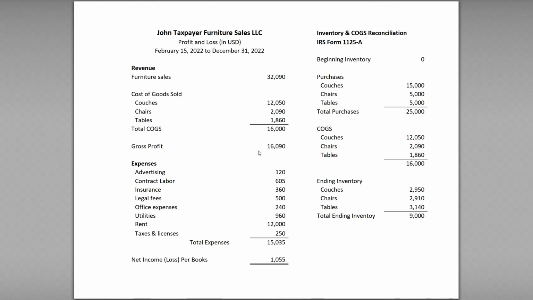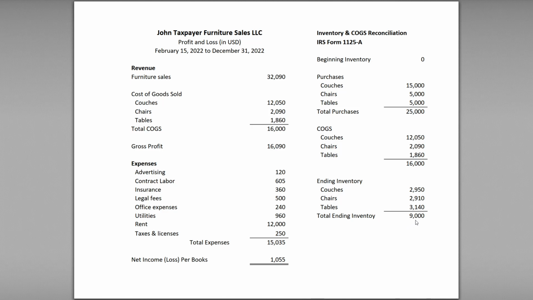Now we need to figure out how to get our cost of goods sold numbers entered, right? Cost of goods sold is the inventory that's sold to the customers during the year. Because we're a new company, our beginning inventory is zero. We didn't have any inventory at the start of the year. Purchases are the inventory we purchase. Cost of goods sold are the amounts that were sold to the customers during the year. And then ending inventory is what we have left over in our shop at the end of the tax year.